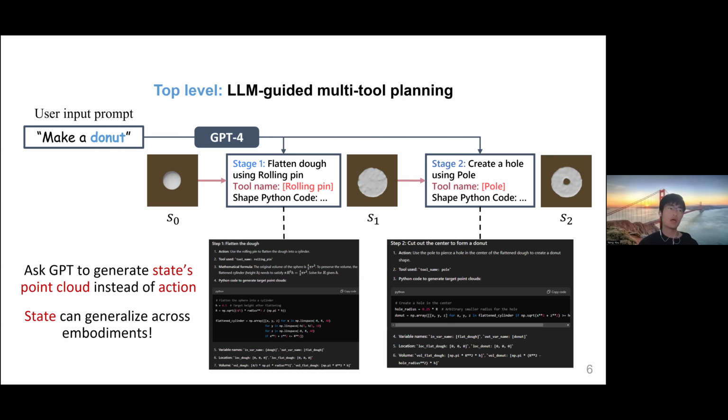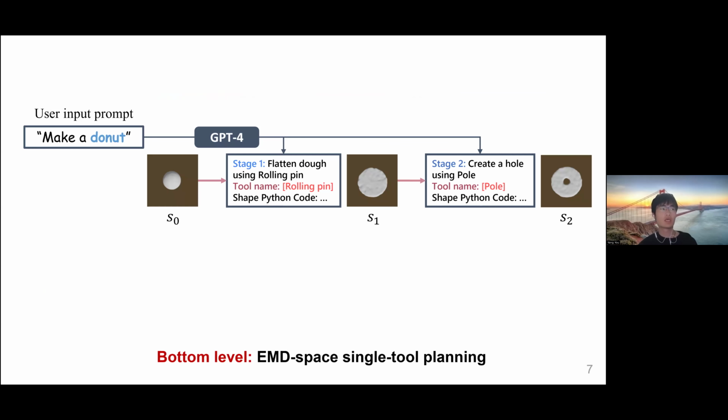And we did ask GPT to generate state point clouds instead of the raw robot actions, because we think the actions depend on the specific hardware robot state. But the subgoal state is a generalizable concept that can generalize across different embodiments. Okay, given the GPT output subgoals, we still need to convert them into raw robot actions. So in the bottom level, we propose an EMD space single tool planning algorithm with differentiable physics.